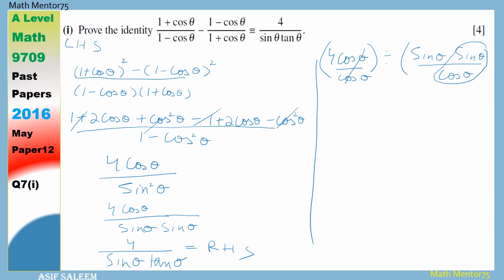So we have 4 divided by sine theta, tan theta. So that's why it becomes 4 over sine theta, tan theta. This is for your understanding. You can do it directly if you are fully confident.